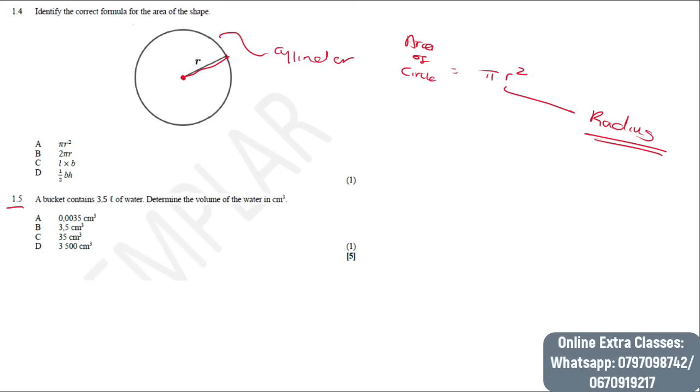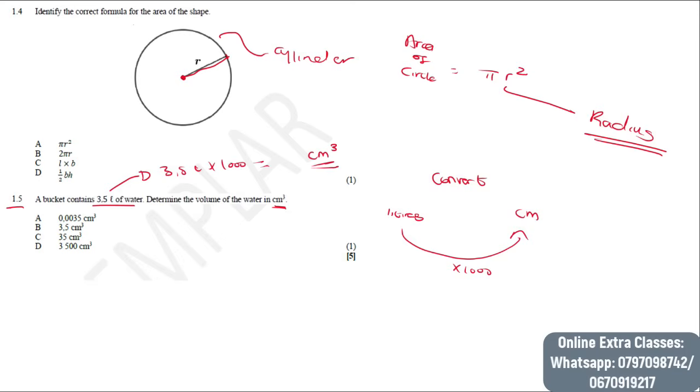So question 1.5 says that a bucket contains 3.5 liters of water. Now determine the volume of the water in centimeter cube. So guys, this question is very easy. What we need to do is to convert. We need to understand how we convert from liters to centimeters. And we know that if we are converting from liters to centimeters, it's very easy. We multiply by 1,000. So now let's go ahead and convert this. So if we say 3.5 liters multiplied by 1,000, our answer needs to be in centimeter cube because it's a volume, right? So 3.5 multiplied by 1,000 will give us 3,500 centimeter cube.